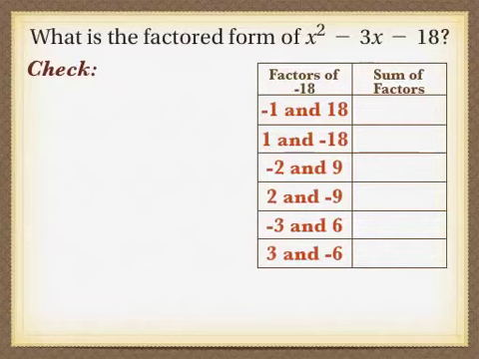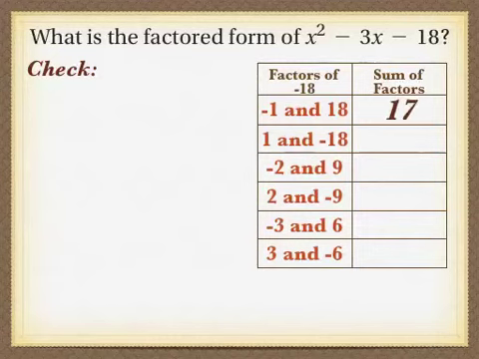This example says, what is the factored form of x squared minus 3x minus 18? Notice in my table of factors, -1 times 18 is -18, but I can also do a +1 times a -18. So notice that for each pair of factors, I'm actually going to have two different sets, because I can make the first one negative in the first set and the second one negative in the second set. So I have -1 and 18, 1 and -18, -2 and 9, 2 and -9, -3 and 6, and then 3 and -6. Go ahead and find the sum of your factors.